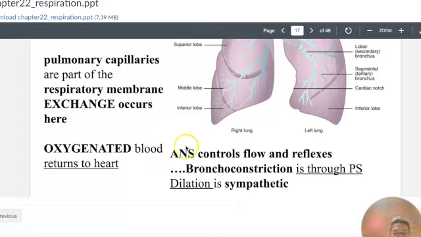So the autonomic nervous system controls the flow and reflex. Bronchial constriction is through the parasympathetic. Dilation is through the sympathetic.